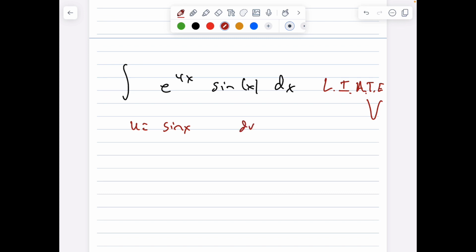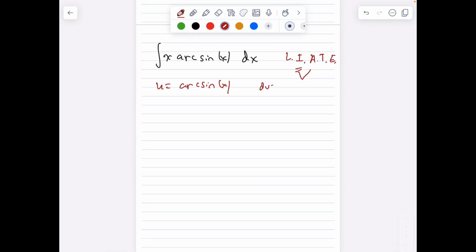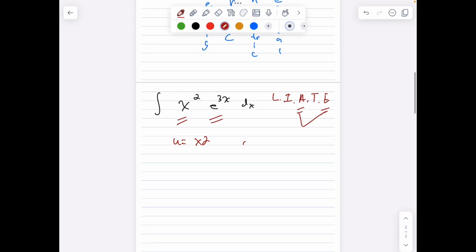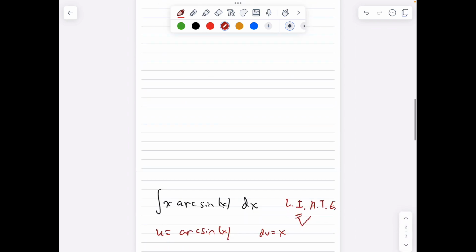And yeah, your dv would have to be e to the 4x here. And that's what the dv over here would have to be x. So dv is basically whatever's remaining. And dv would have to equal e to the 3x here. Okay, so that's what you would pick for your u and your dv.